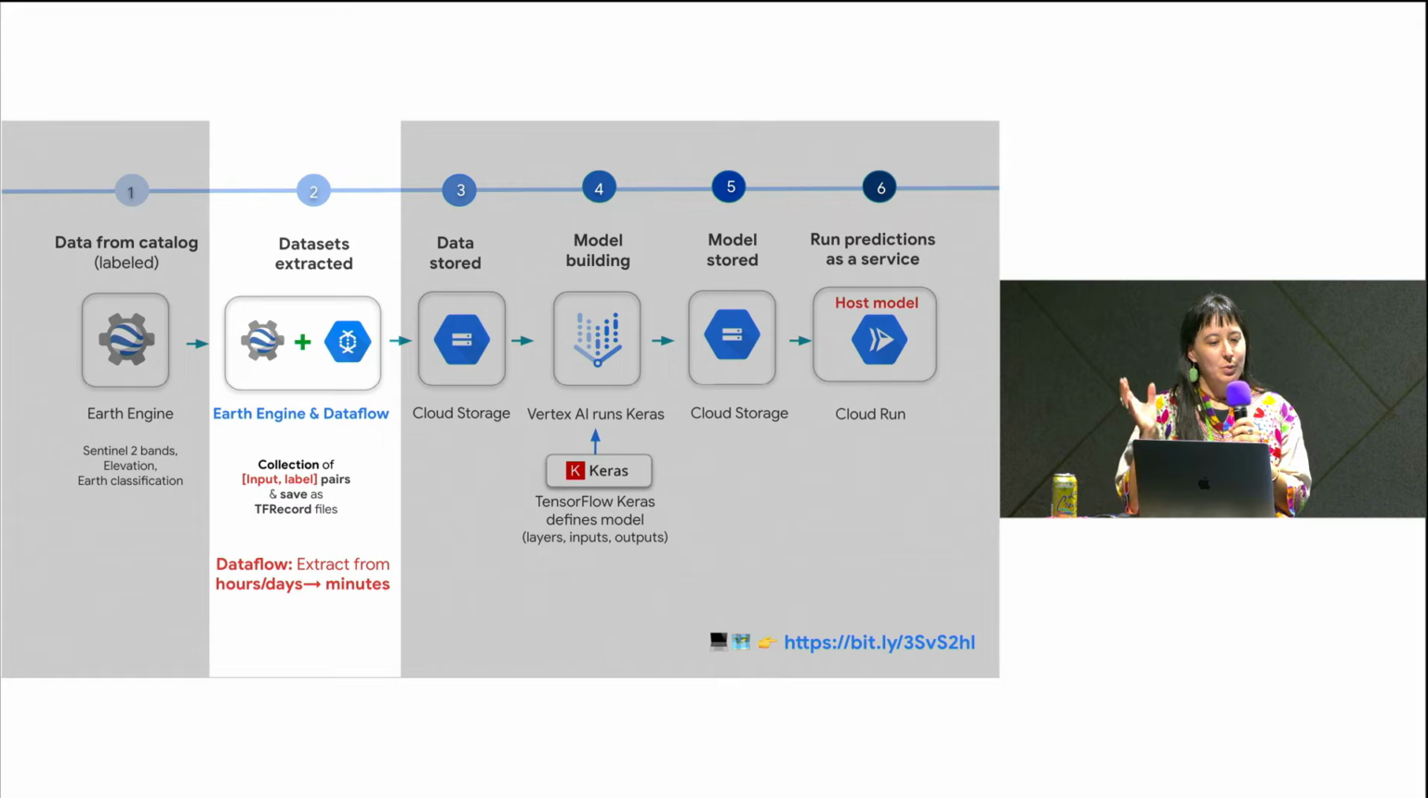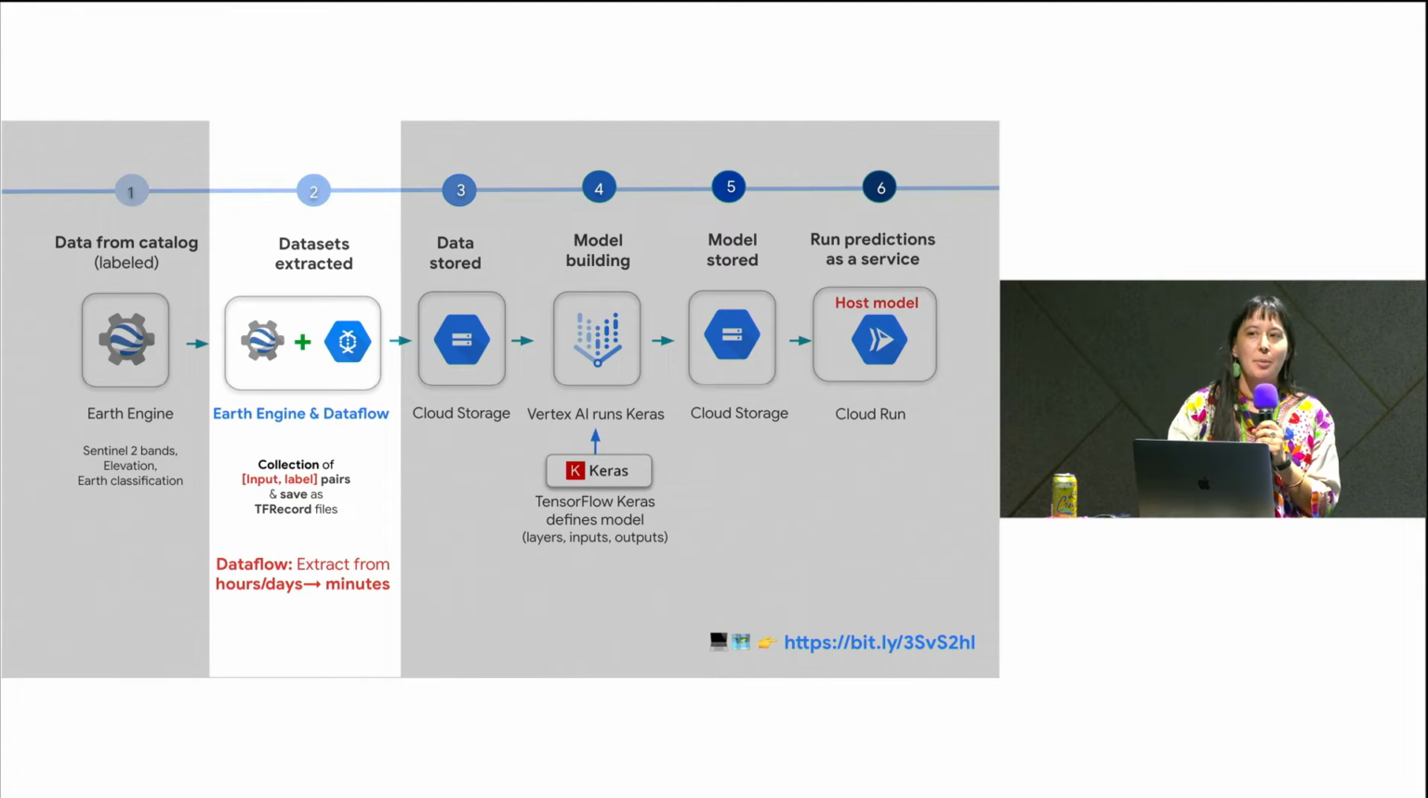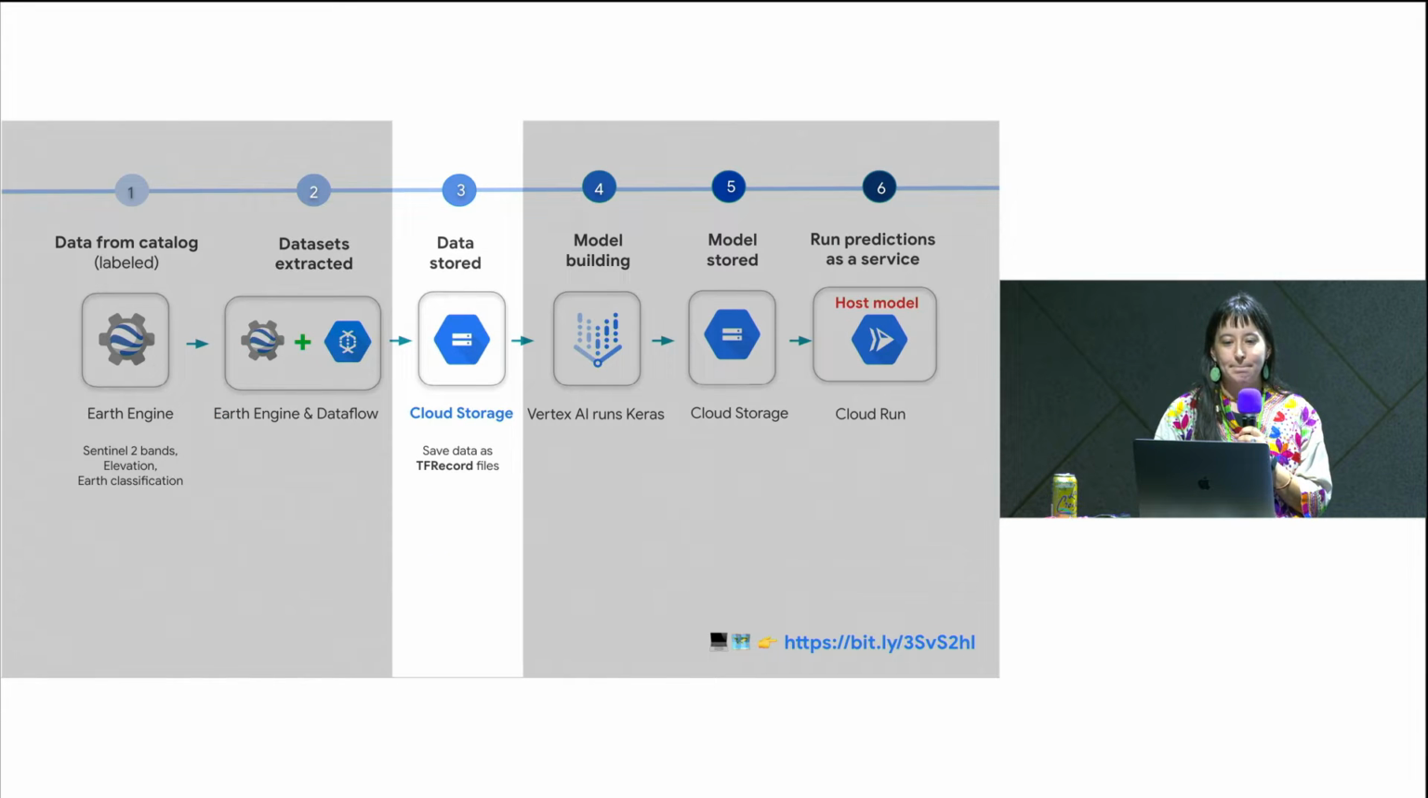We begin, so after we establish what our inputs and our outputs are, we now want to pull that data from Earth Engine, and we use that with Dataflow. And we get a collection of input and label pairs, and we save them as TFRecords. The reason why we use Dataflow, by the way, we could use just Earth Engine, but we noticed that if your data set is very large, it can take days or, luckily maybe, hours. So if you really want to reduce it to minutes, Dataflow is your best friend for that.